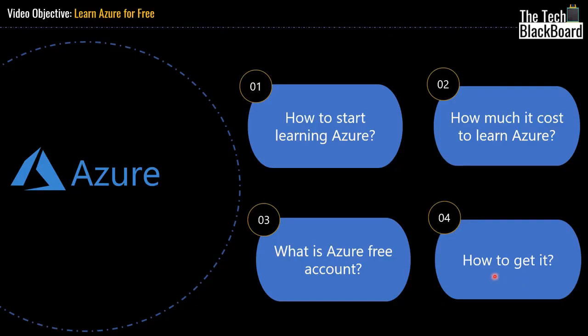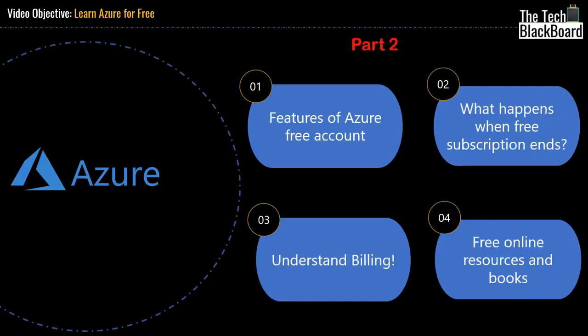Now let me sum up also what we will be discussing in the next part. In the part 2 of this series of Learn Azure for free, we will deep dive into the features of free Microsoft Azure account. We will then also see what happens when your subscription ends. So for example, when you create a new account, you get $200 for 30 days. So what happens once these 30 days are over, or let's say your $200 are over? It's important to understand, so don't miss the next part.